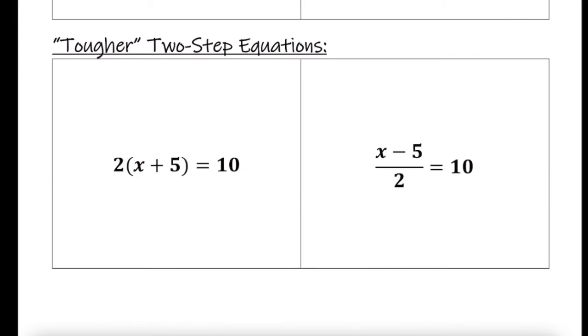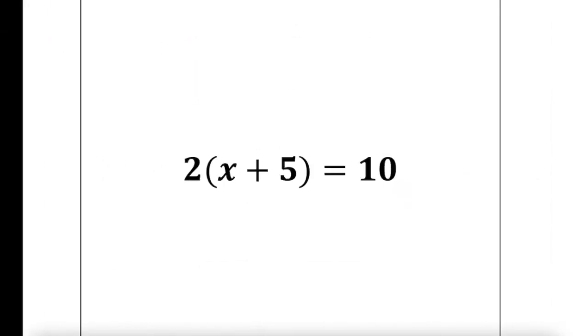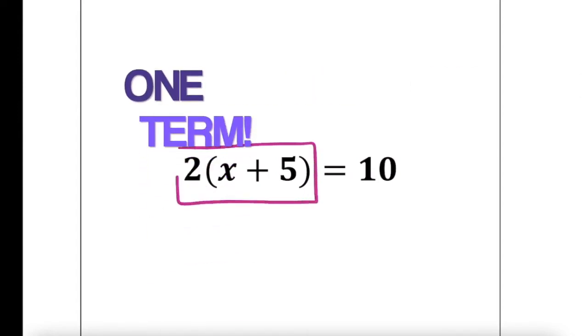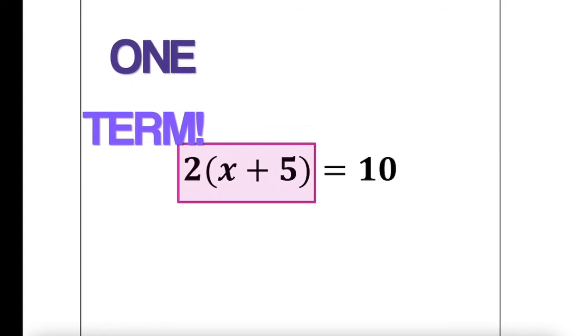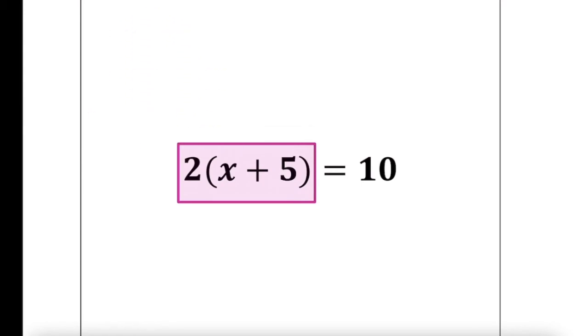So what makes a two-step equation tougher? Well, if we look at both of these equations, you're going to notice something different about the constant, the variable term, and the coefficient. So let's start with the equation on the left. How many terms do you see on the left side of the equation? There's actually only one term here, and it's the entire thing, 2 times the group of x plus 5. This is just one term.